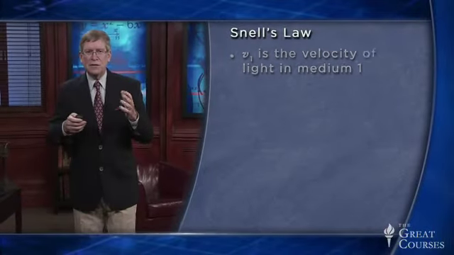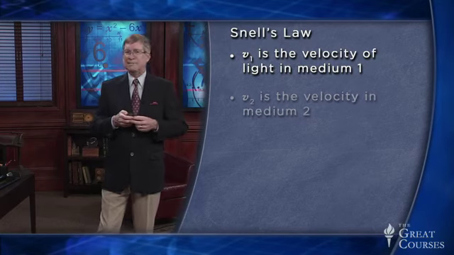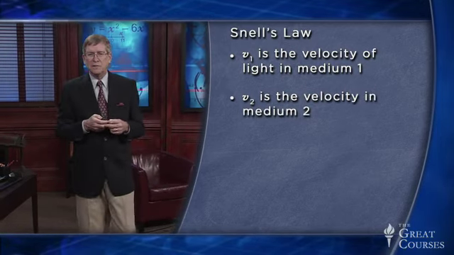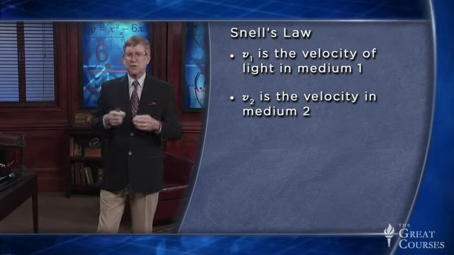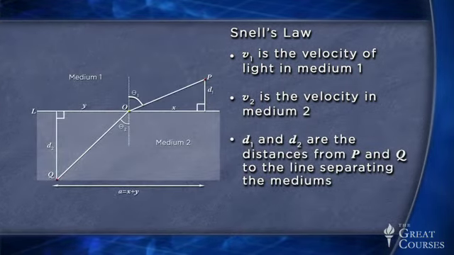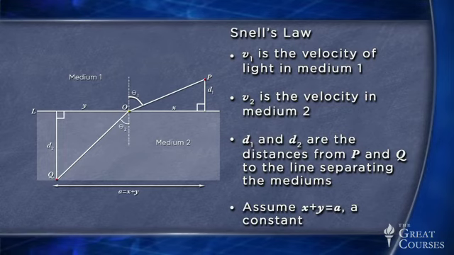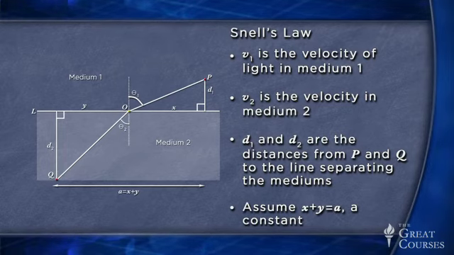We have v1, the velocity or the speed of the light in medium 1, and v2, the speed in medium 2. And I've already said that those distances d1 are labeled as in the diagram, and the angles are the angles with the vertical. And of course, x plus y is a constant. That's going to be our constraint equation.